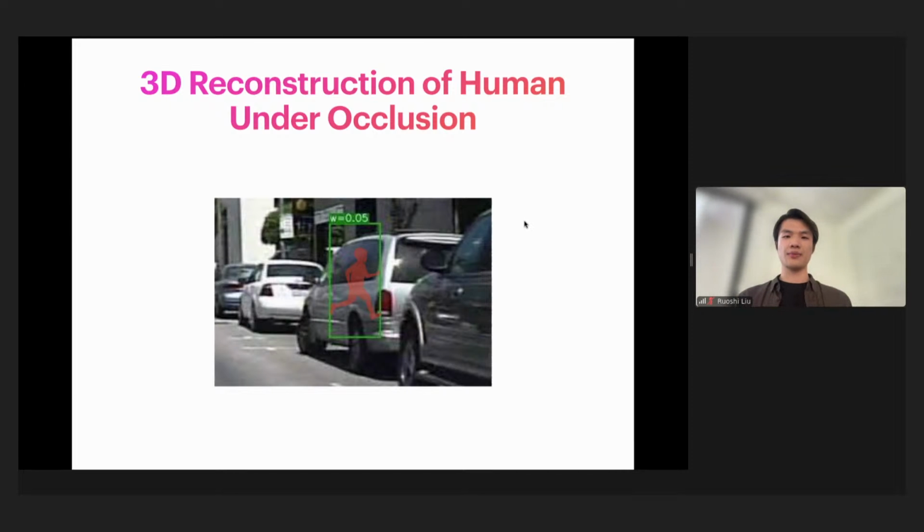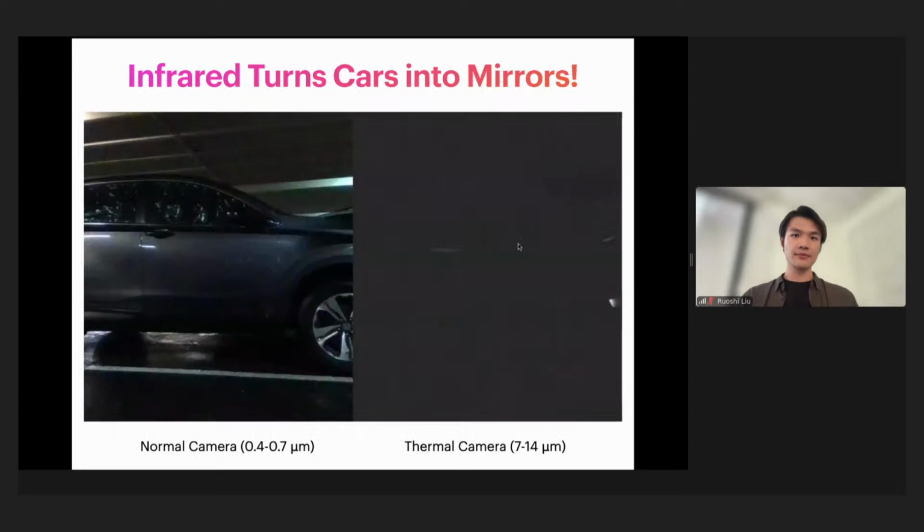Just physically impossible, right? But what would make it possible is if the car in front of it turns into a mirror, and then we could see the reflection of the boy, and use the reflection to provide non-line-of-sight information to reason about the 3D pose and 3D location of the human. And it turns out that in infrared cameras, or thermal cameras, cars are basically mirrors.